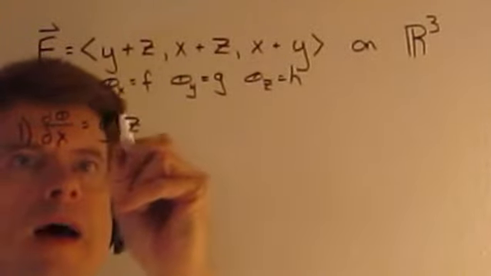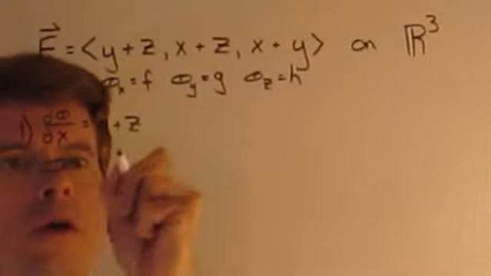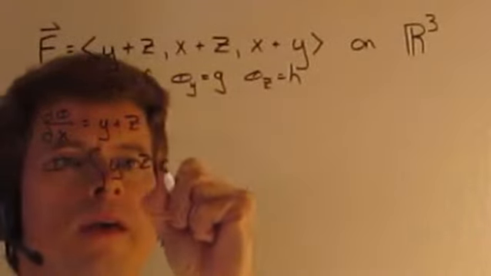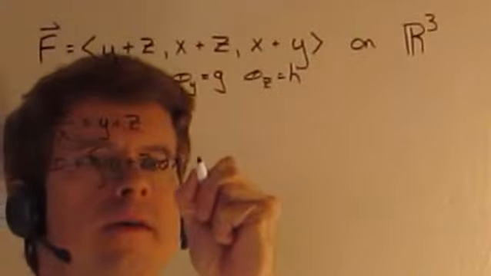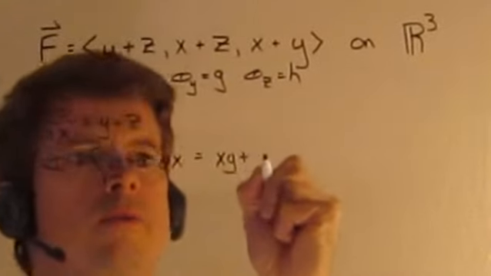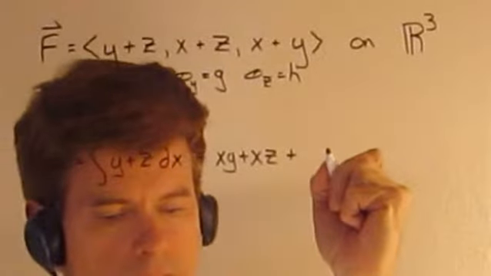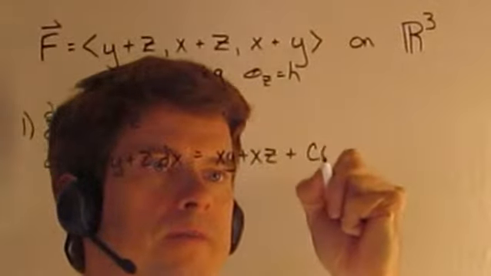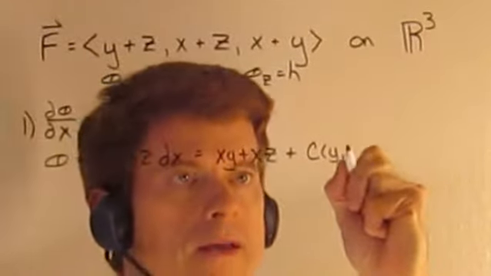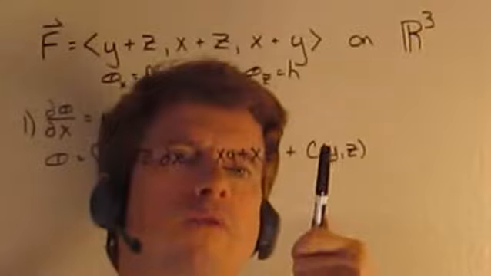So our first step in solving for the potential, we need to integrate y plus z dx. So we integrate this, we get xy plus xz plus some constant that we'll call c(y,z). So this is our constant, which is going to serve as a function of y and z.